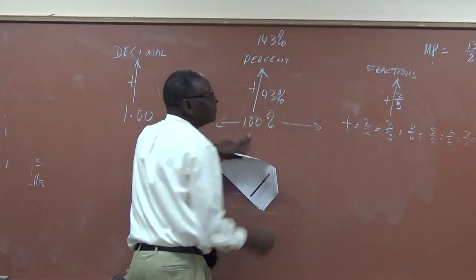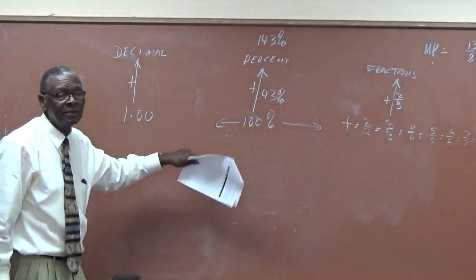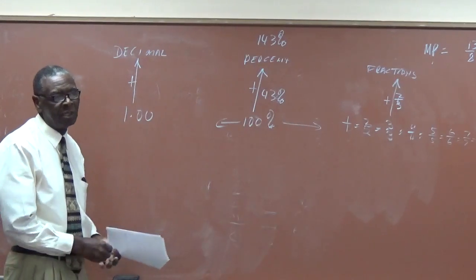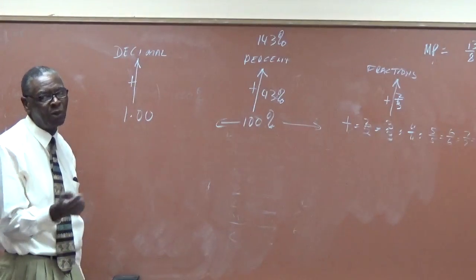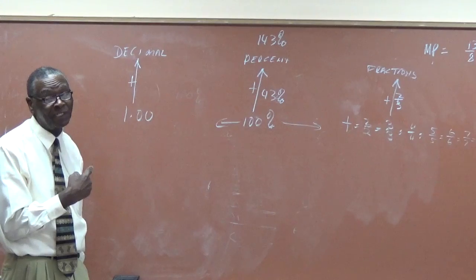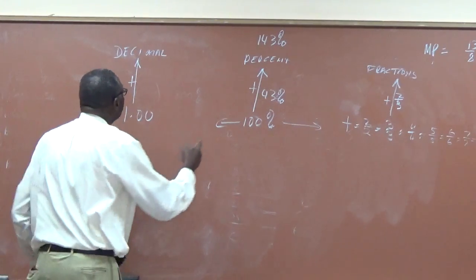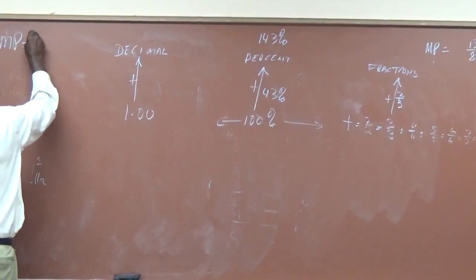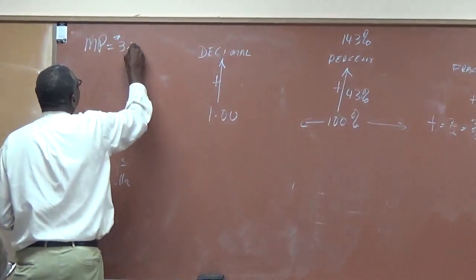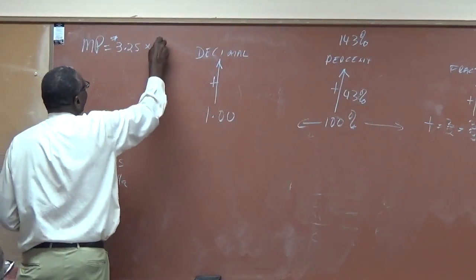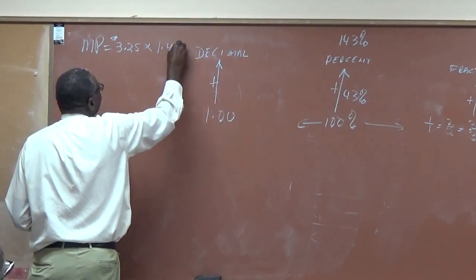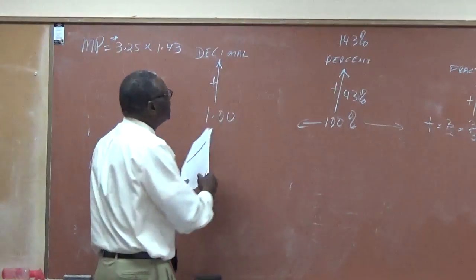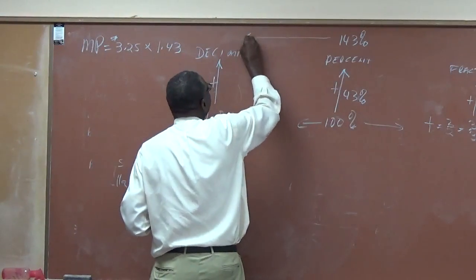143%. Right? 43 plus 100 makes it what? 143. But remember, when we use percent, we always move the decimal how many places to the left? 2. So our menu price will be the food cost, $3.25, times 1.43. That's what it will be. We move the decimal 2 places. We have to change it over here.